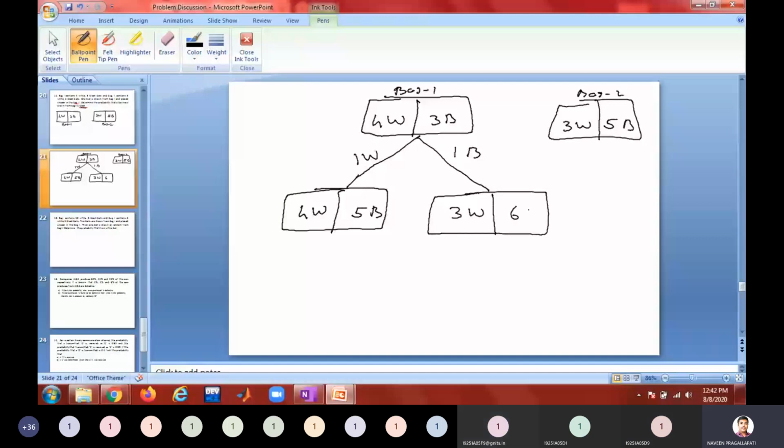Now in the second trial, I have to take a ball from this. What should that ball be? It should be black. I have to take a black ball.